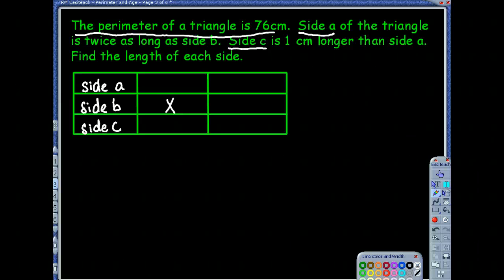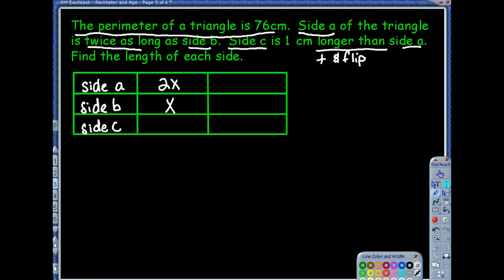Now, they tell us that side A of the triangle is twice as long as side B. Twice was that citation word that meant times 2. So we want to take 2 times side B. Well, side B we called our x, so 2 times our x would be 2x. Side C is 1 centimeter longer than, that's an addition word, but it's got the than in it, so we also want to flip. So we're adding and flipping side A.